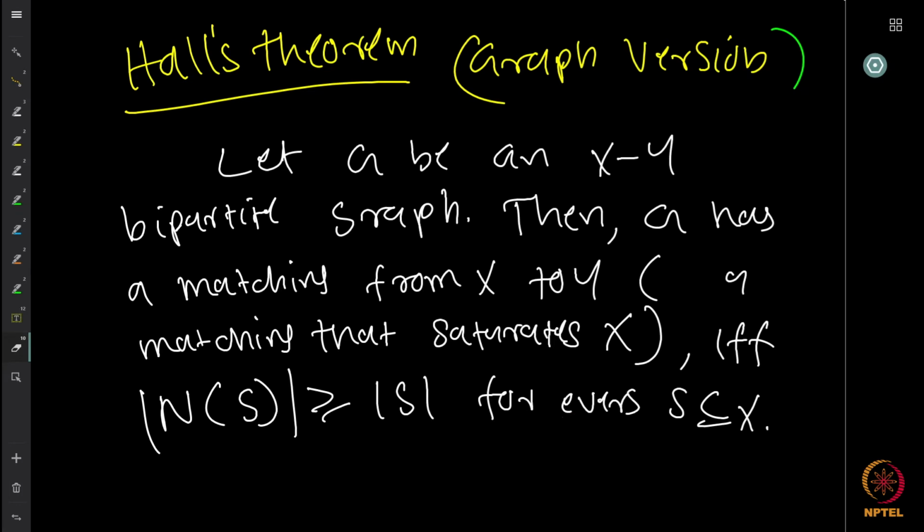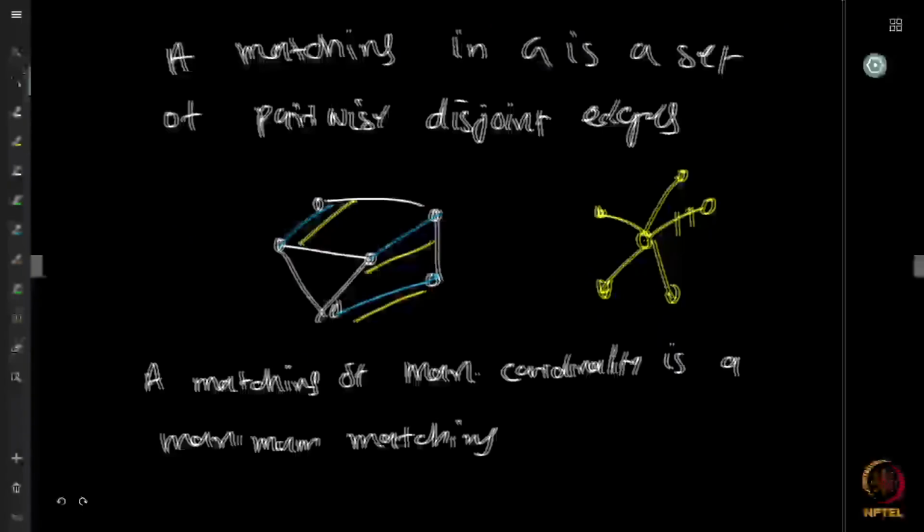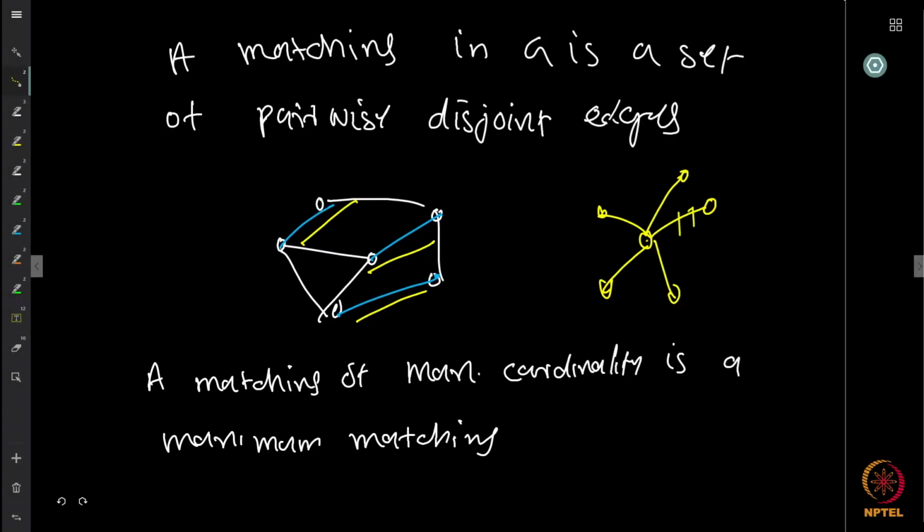A matching which saturates X exists if and only if for every subset S of X, the cardinality of S is less than or equal to the cardinality of the neighborhood of S. What is the neighborhood of S? The neighborhood of S is the set of all vertices which are adjacent to the vertices in S. For example, the neighborhood of this set is the set of vertices which are neighbors to it, like these.